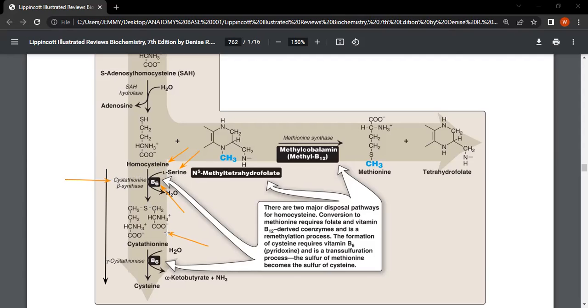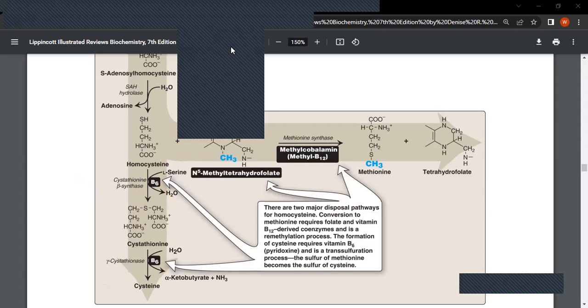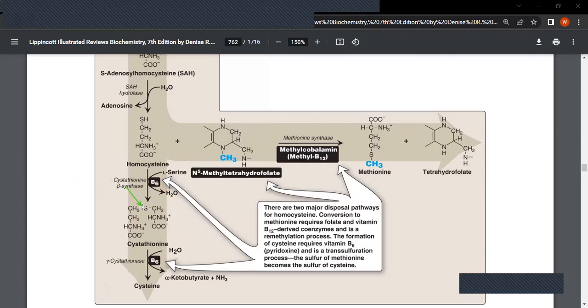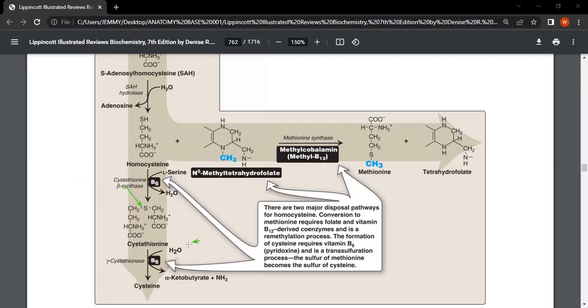Now, cystathionine is cleaved by cystathionase. Where do we cleave? We will cleave at this position here. Maybe I should use a different color there. So we cleave at this position of cystathionine. We simply add water. The enzyme is cystathionase. Also, this reaction will require B6, your pyridoxal phosphate.